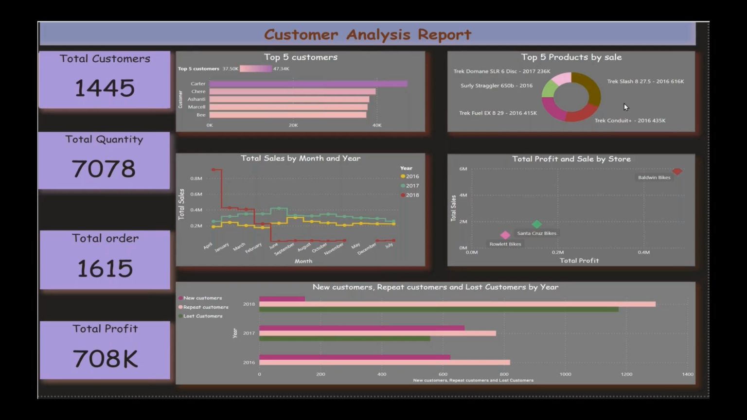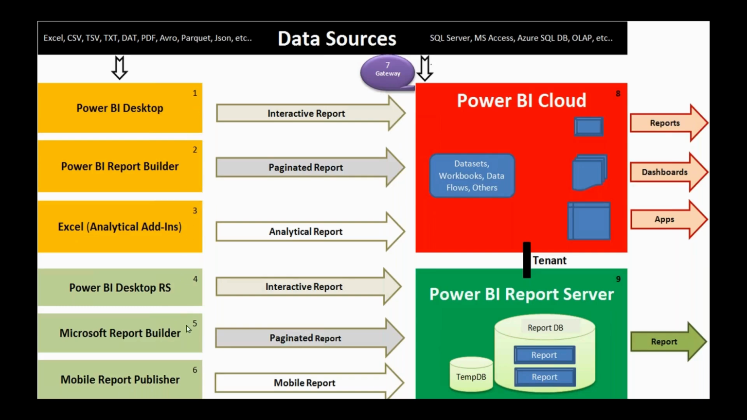And we need to learn a total of 6 design tools on my screen. You see here, we need to design a total of 6 different types of reports. So 6 different design tools are involved: 1, 2, 3, 4, 5, 6 on our screen. These are all the design tools. We have Desktop, Report Builder, Excel add-ins, Desktop RS Report Server, Microsoft Report Builder, and Mobile Report Publisher.